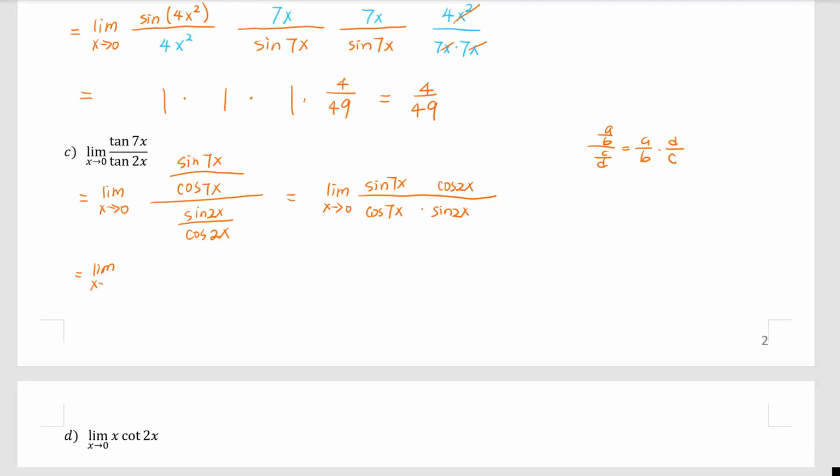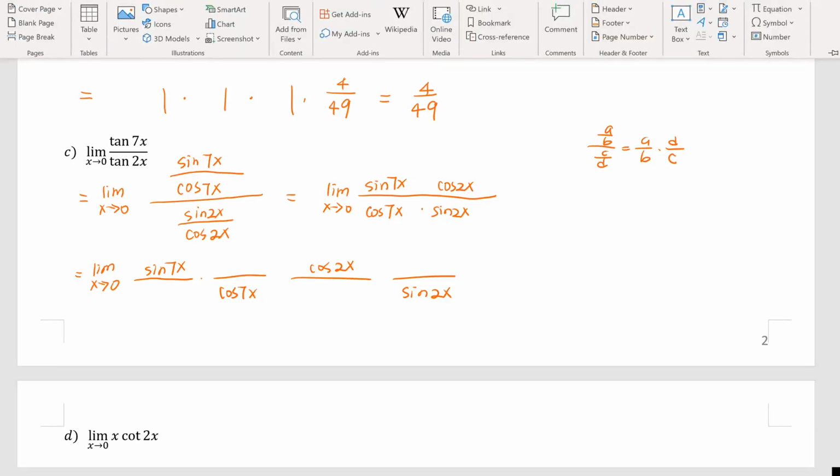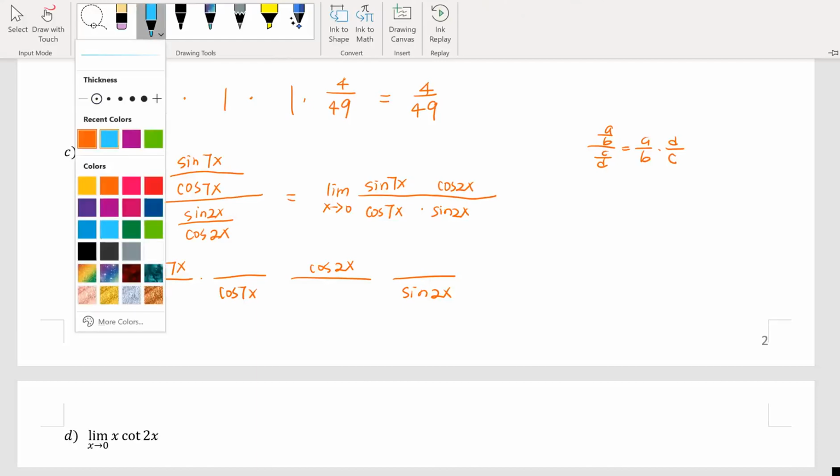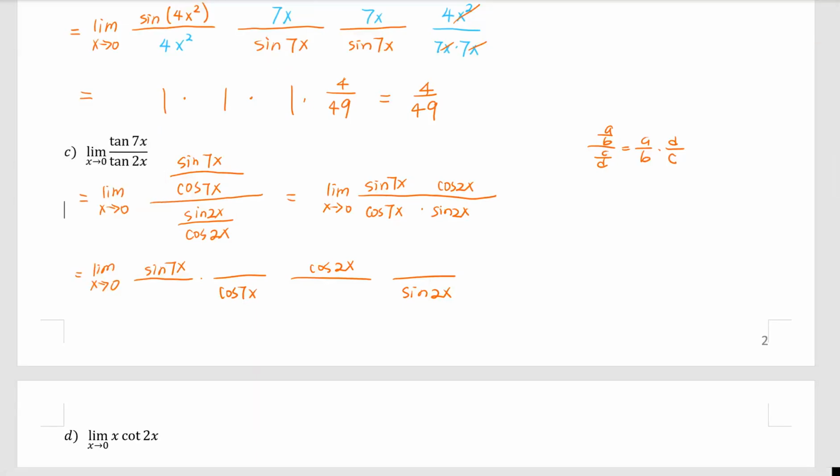Okay, next. You're going to split the factors. Sine 7x on top, cosine 7x on the bottom, cosine 2x on top, sine 2x on the bottom. See, I split all the factors. Next, we're going to match. Sine 7x, what do you want to match? We matched 7x there. So when we divide by 7x, we also multiply by 7x, right?